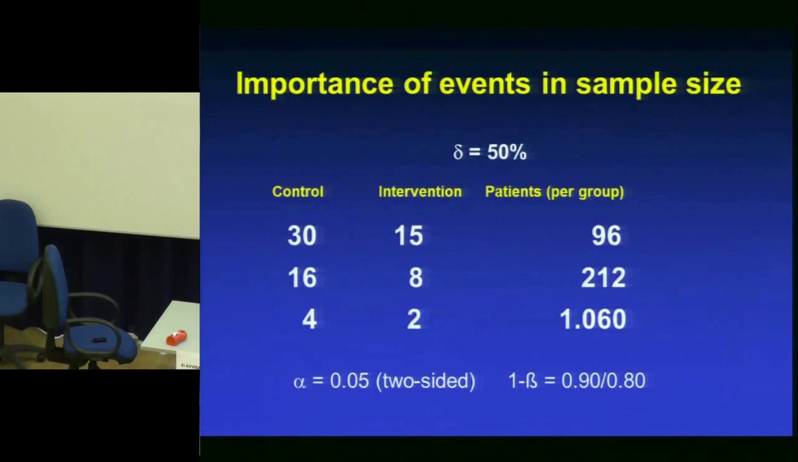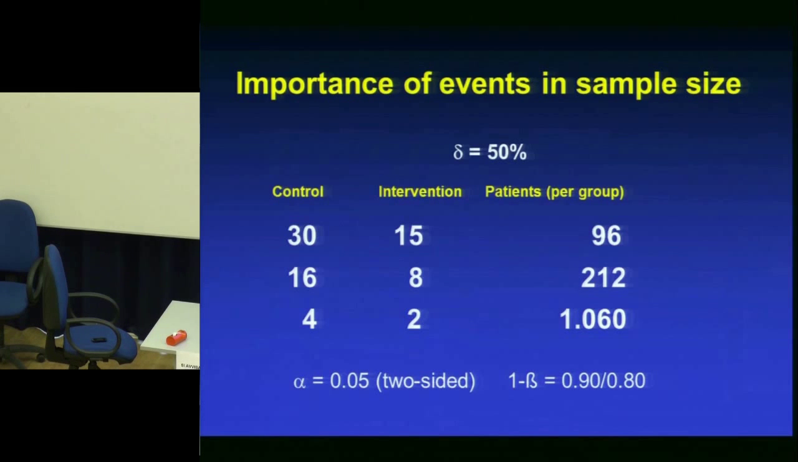But two other elements are important: the prevalence, or better to say the incidence of the events, and also we have to estimate the effect of a new drug. Let's see this example. If we estimate that the new intervention decreases the events by 50% in the intervention group in comparison with the control, look how the sample size changes depending on the frequency of your event. High prevalence, low number of patients to be included; low prevalence, high number to be included.